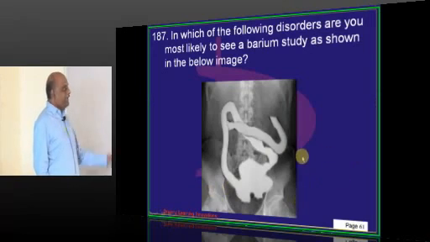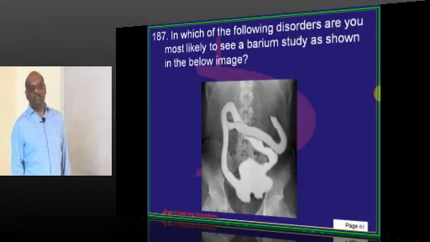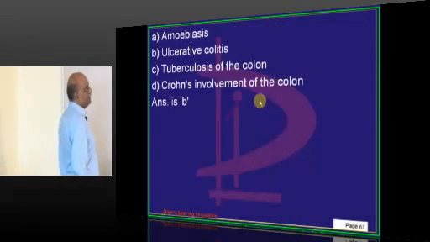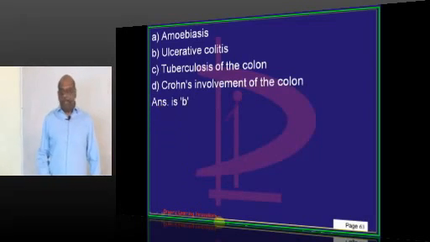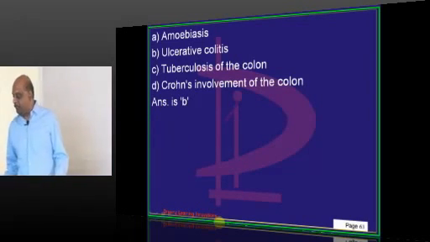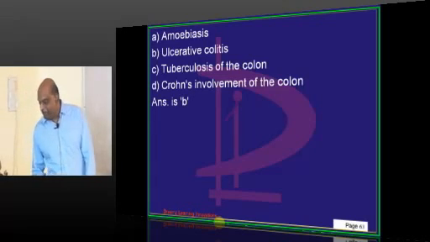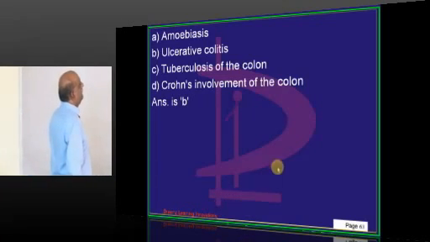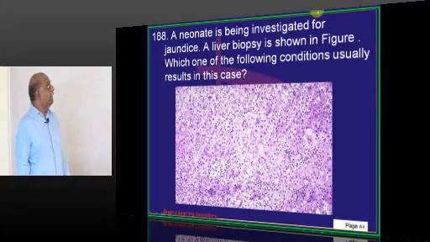So, in which of the following disorders do you see this kind of barium study? We see a lead pipe-like appearance of the colon, which is a typical feature. When in ulcerative colitis there is a loss of haustral folds, then typically you get this appearance.